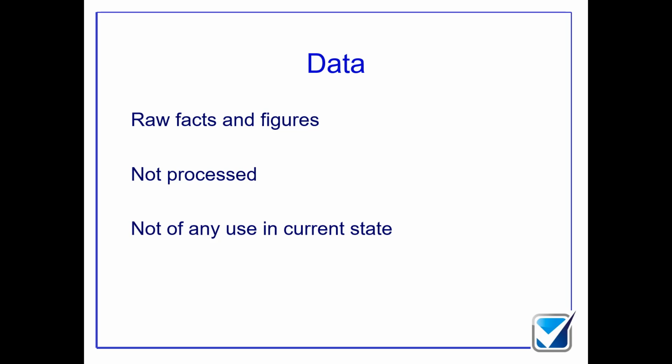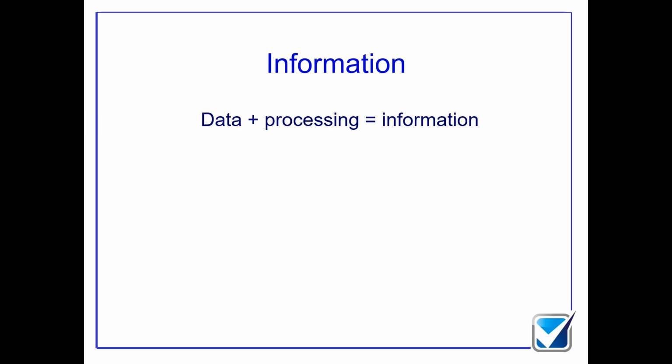What we now need to do is process that data and turn it into something which becomes useful. That data plus the processing now gives me information. Information is something which is useful. It has a value to the organization. It has a value to my managers because my managers can now use it to make decisions. So data is not potentially very useful. However, information is useful, and we're looking at usefulness to decision makers.